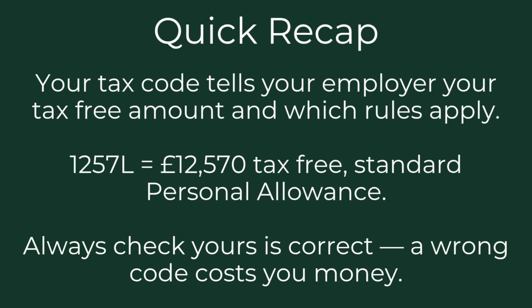To recap, your tax code tells your employer how much of your income is tax-free, and which tax rules to apply. The most common code is 1257L, meaning £12,570 tax-free under the standard personal allowance. Always check your code is correct. A wrong code costs you money, and you may not even know it.